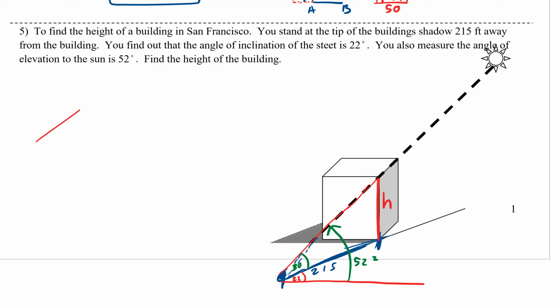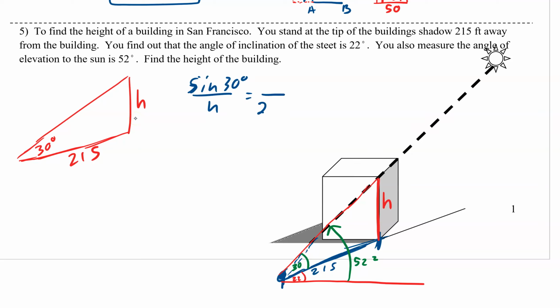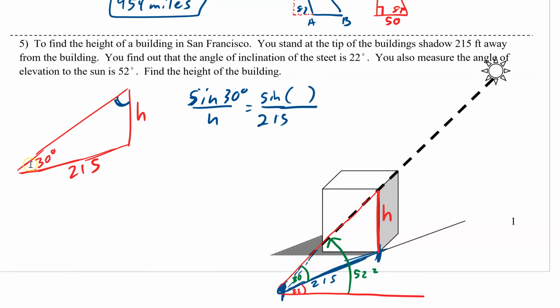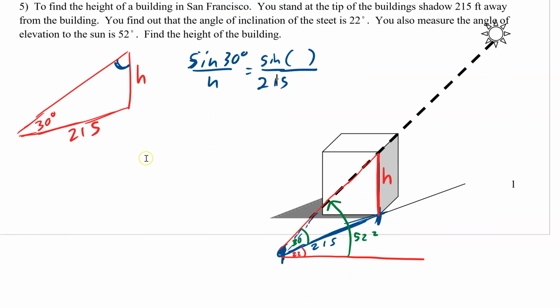So in order to use law of sines, we have sine of 30 is to h. Great, we got that one. So sine of 30 degrees is to h as something is to 215. So we need to find this angle here. This is the angle that we need to find in order that we can use the 215. So we have sine of something, the angle opposite 215. Well, that goes back to using that 52.